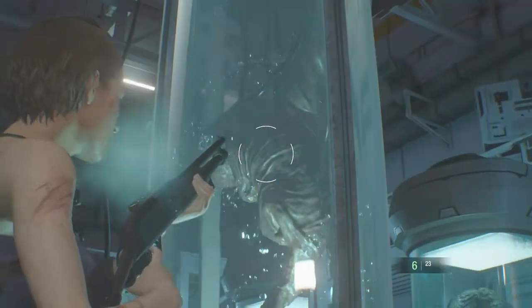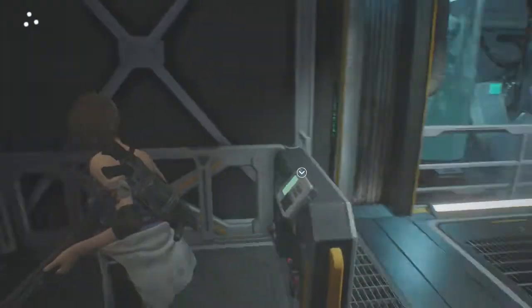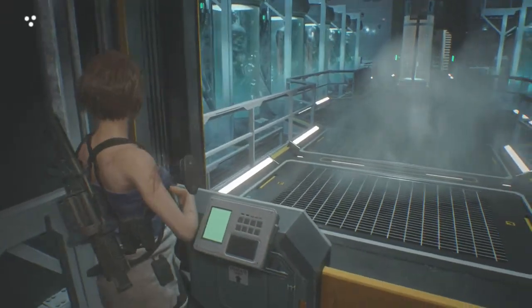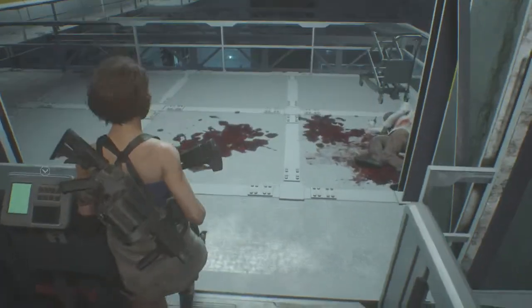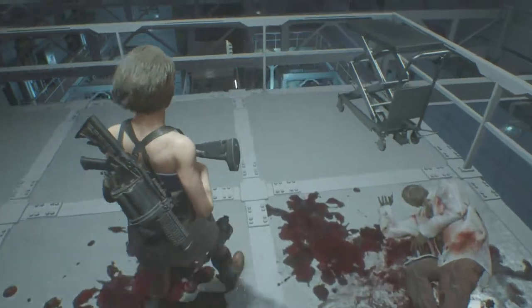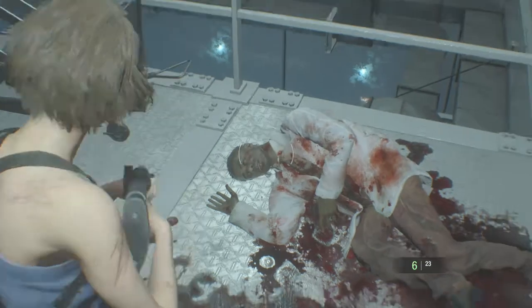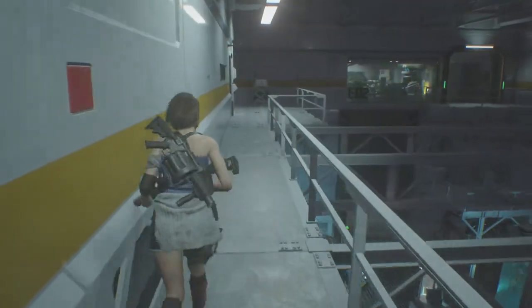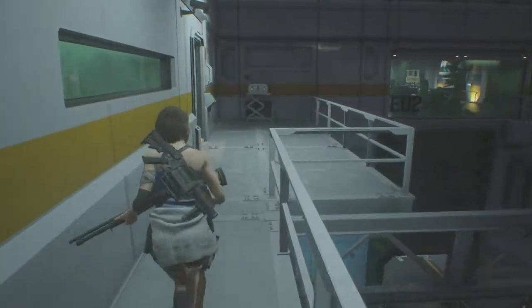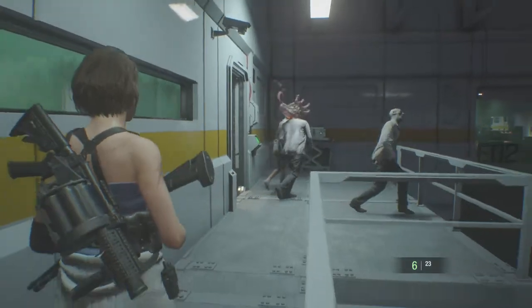What the hell is this? Bad feeling, Scoobs. Dude, Nikolai is just killing everybody. He doesn't give a shit. Out of the way! Fucking scared me. Oh no.